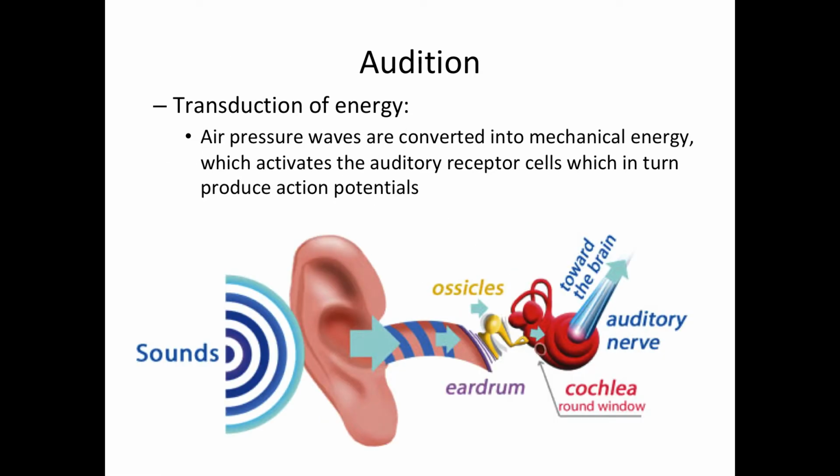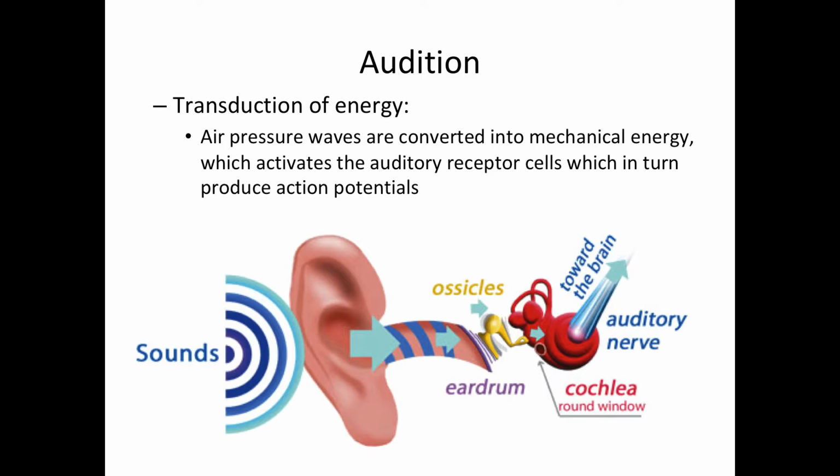So another one is audition. It works a little bit differently, but still has a similar pathway. Birds and frogs actually have a very narrow band of frequencies that they can hear compared to us. However, other animals such as whales, dolphins, and dogs have a way bigger band of frequencies that they can hear compared to humans.